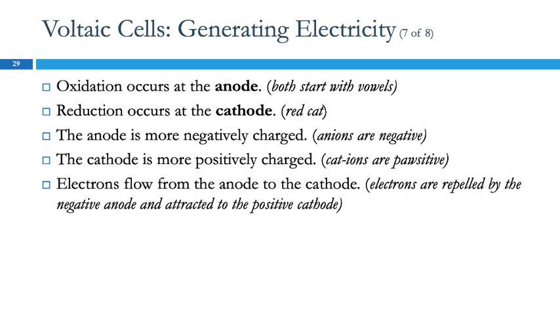This makes sense because like charges repel. You have electrons negatively charged at a negative electrode, and they want to get away, and they're going to be attracted to the positive electrode. Any questions?